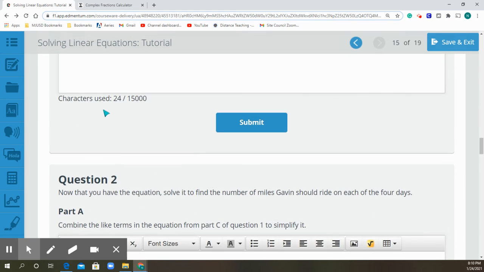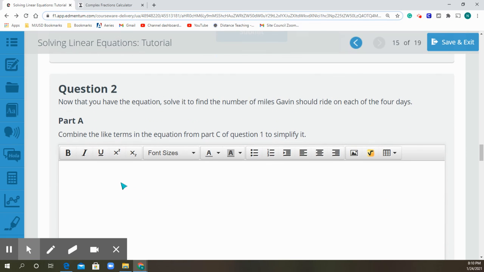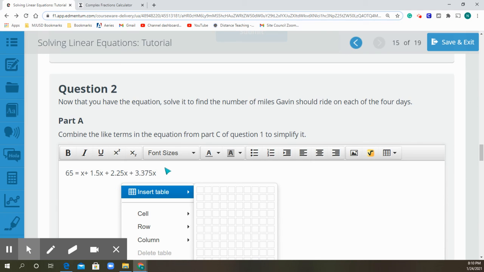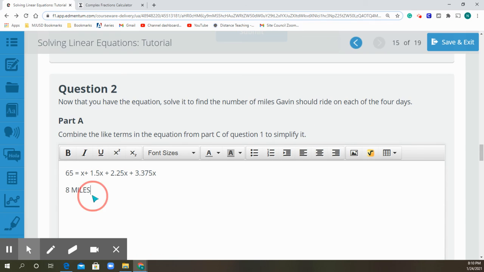Now, because the whole point of this is adding like terms, now that you have the equation, solve it to find the number of miles Gavin should ride on each of the 4 days. We did that, and it is 8 miles. Oh, sorry. To find the number of miles Gavin should ride on each of the 4 days. Okay, so 8 miles on day 1. Day 1 equals 8 miles.